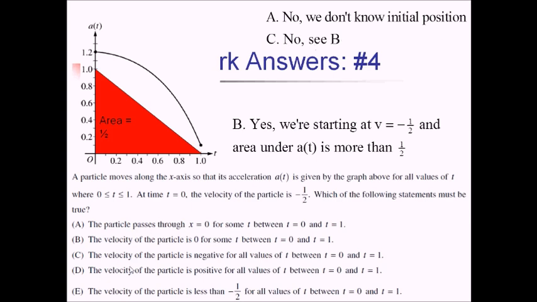On choice D, velocity of the particle is positive for all values. Well, that can't be the case. I mean, we're starting negative and it's a continuous velocity function, so it has to go through other negative numbers to get to positive land.